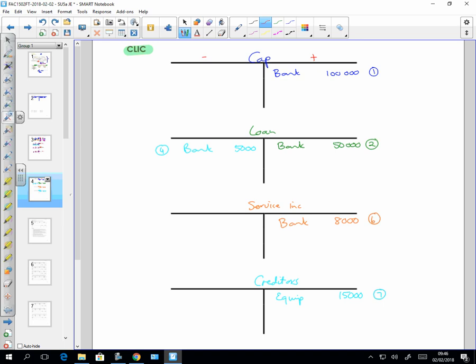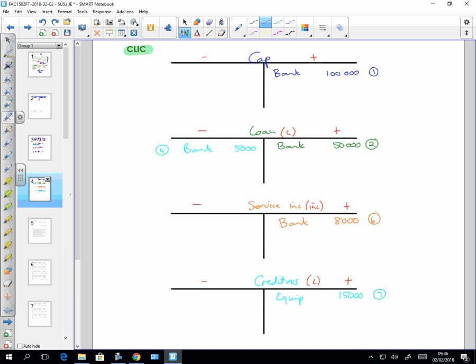Loan is a liability. Can you see the loan got bigger on the right and smaller on the left? Service income is an income. More income on the right. And if you had to cancel that income, it will be on the left, on the debit side. Creditors are liabilities. They go up here. If I had to pay them, they'll go down on the left. You happy with that?